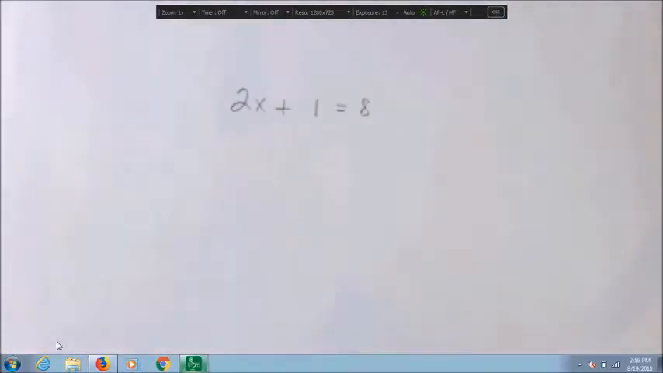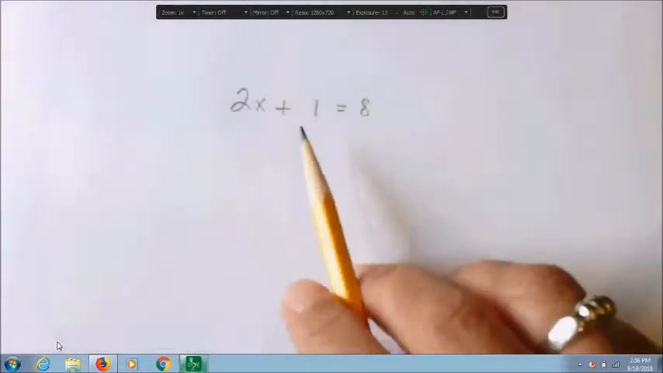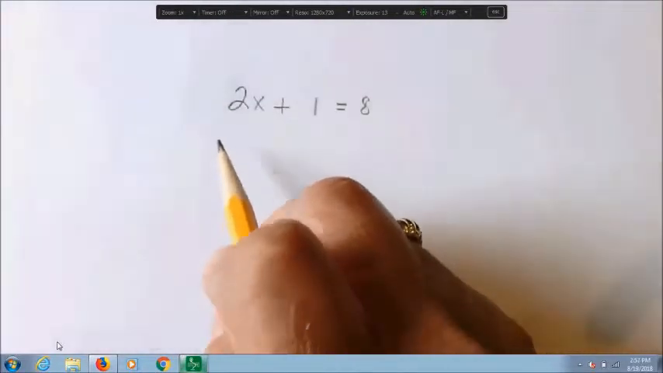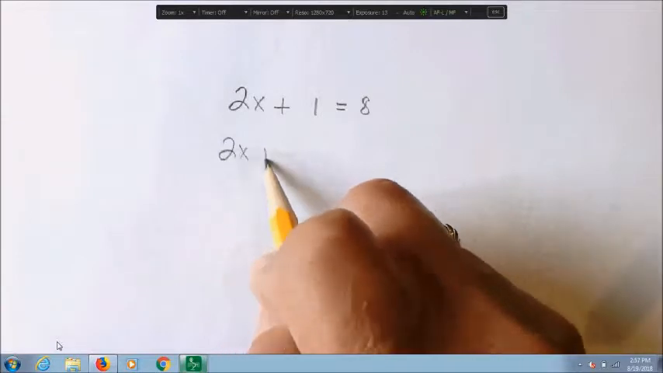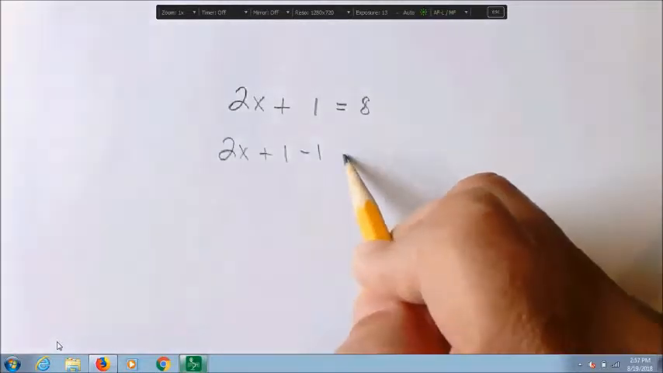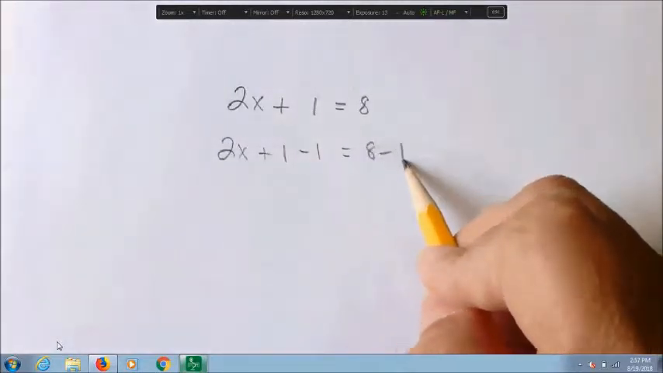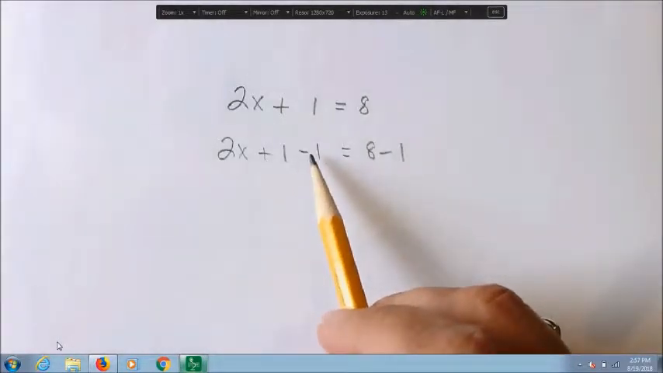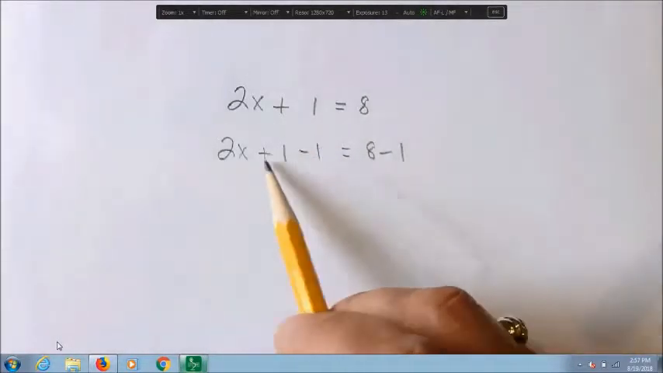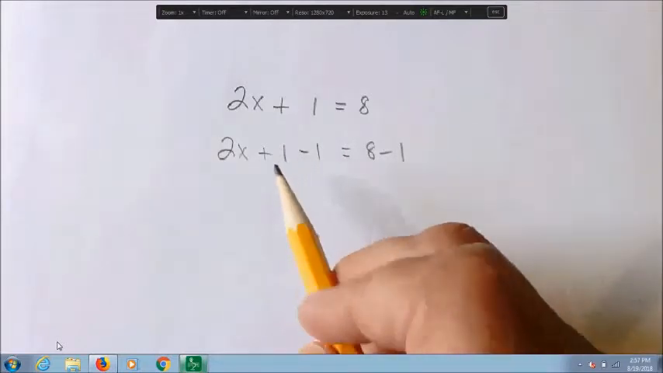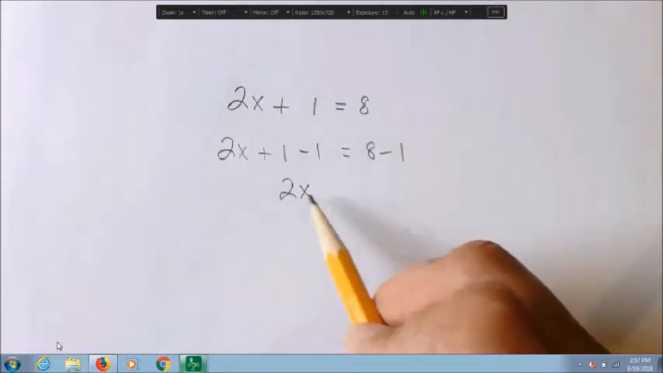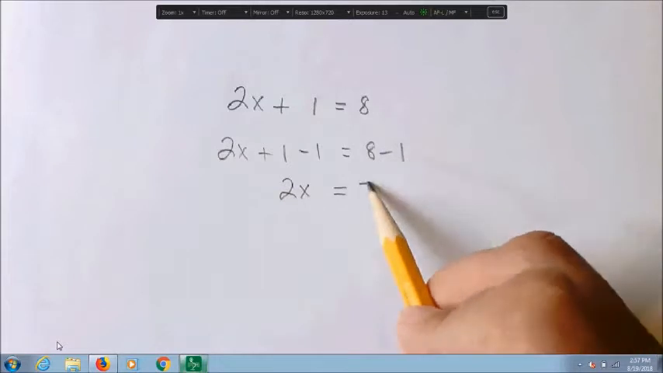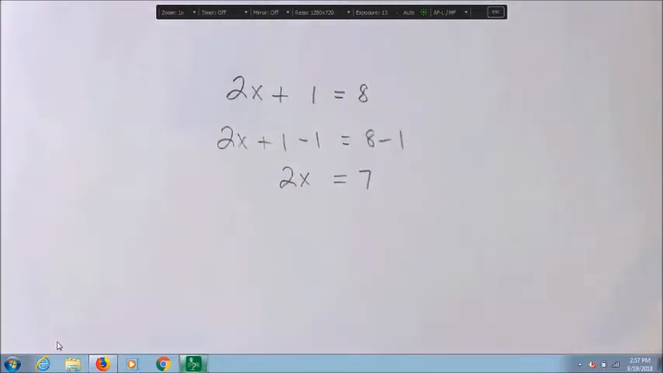The last thing we did is add the 1. So we're going to get rid of the 1 the way we did with the one-step equation, which is just subtract it away. Now, if I do it to the left side, I must also do it to the right side. What happens when you add 1 and then take it away? It's like adding 0. It's like doing nothing. They cancel each other out. So I'm left with just the 2x, and 8 minus 1 is 7.